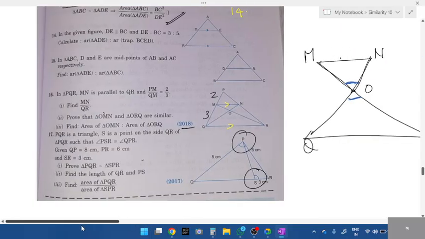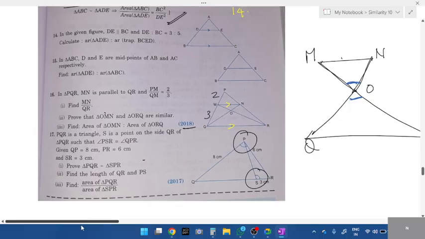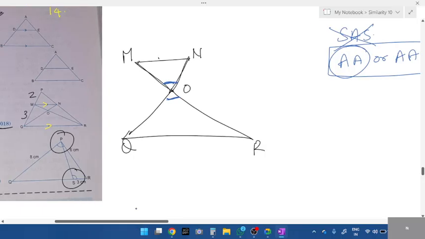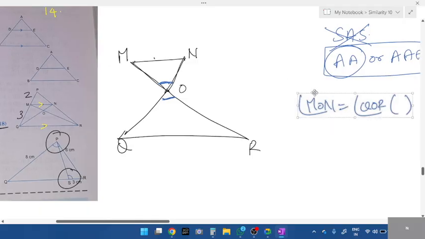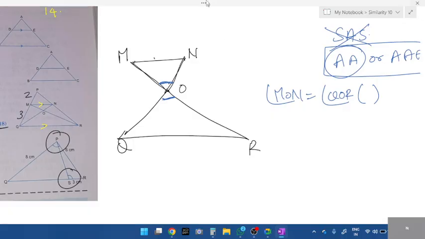Tell me, MON is equal to, why are you silent? Your answer was right. MON is equal to QOR. Will you write common? Not common angle. Vertically opposite angles. They're on the vertex. An X diagram is formed. Vertically opposite angles.